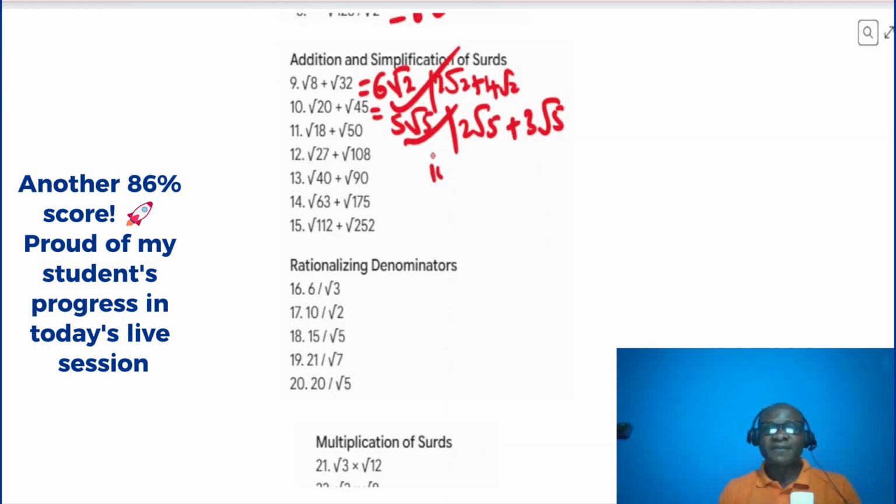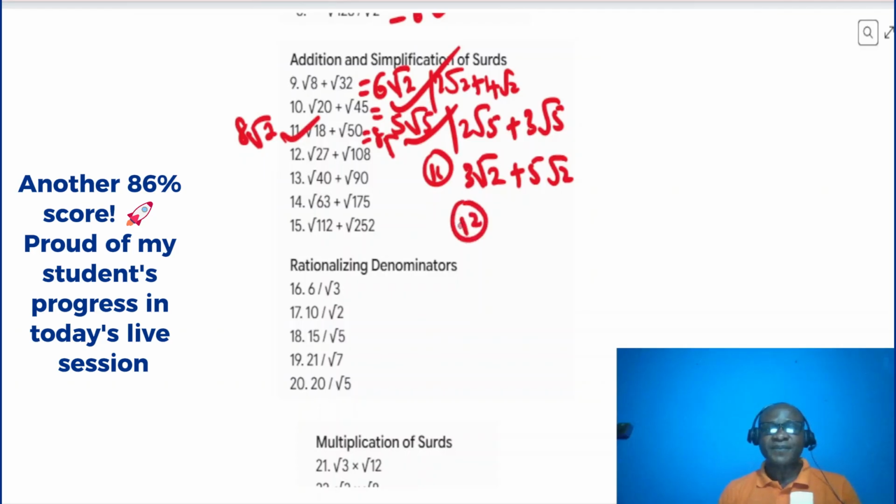Number 11. 8 root 2. Okay. Sorry, let me write it this side. So that means in number 11, 18 is the same thing as 9 times 2, which is 3 root 2, plus 50 is 25 times 2, which is 5 root 2, giving us 8 root 2. Your answer to number 11 is correct.